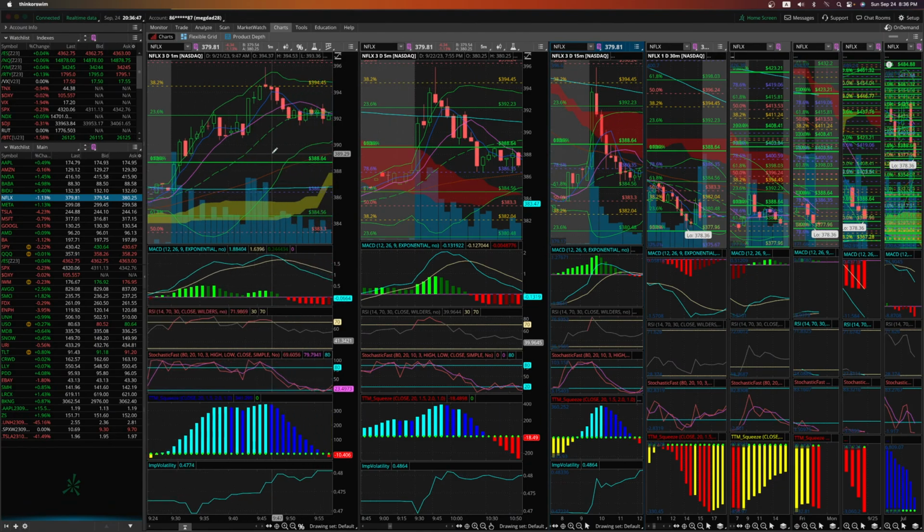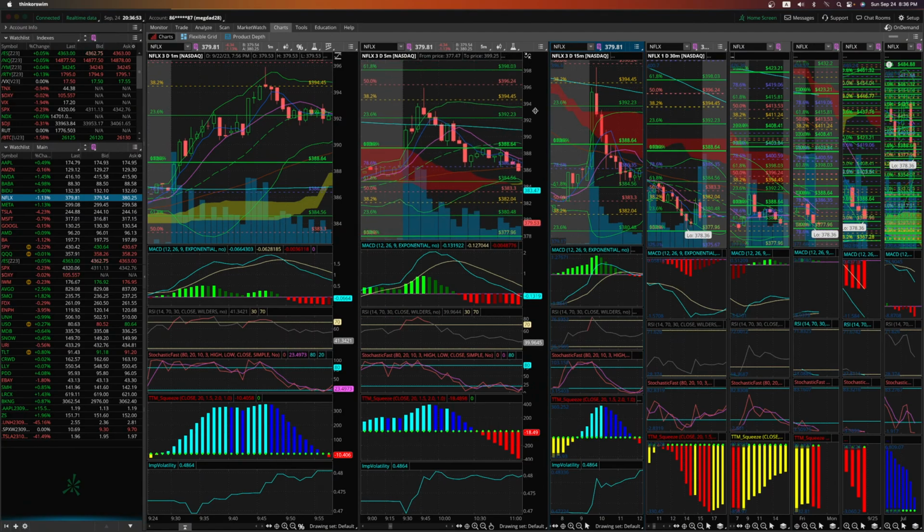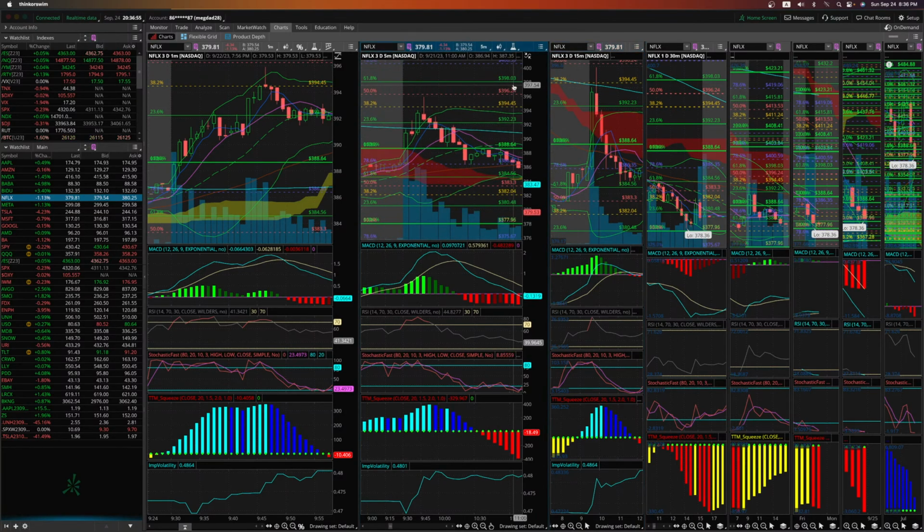I posted the alert in the service. 388 passes, it can go to 392 and 398.3. So it jumped on the 1 minute, 5 minutes, 15 minutes. All other time frames were bullish at that time. And then what happened is it went higher, but here we got a shooting star.